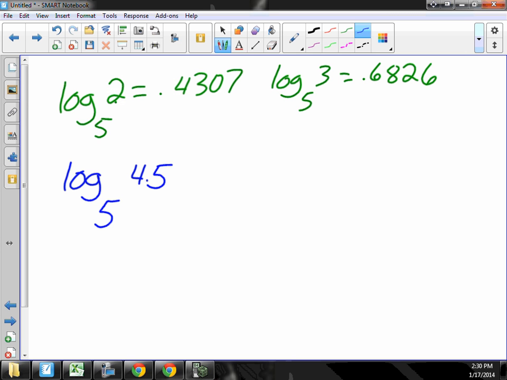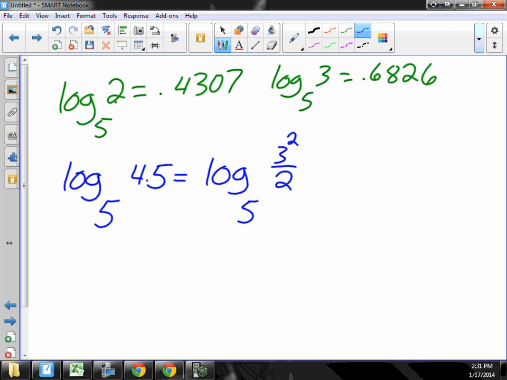You could make a fraction out of it. What would you make? What is 4.5 as a fraction? 4 and 1/2. Okay, mixed numbers died a long time ago. What is it? 9 halves. Can we make 9 halves using a 2 and a 3? 3 squared over 2. So this is log base 5 of 3 squared over 2.